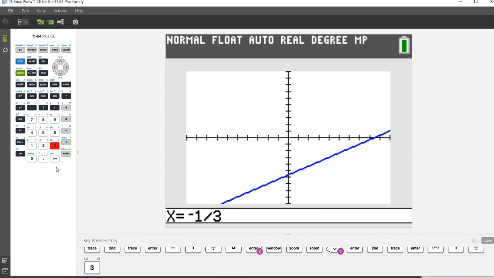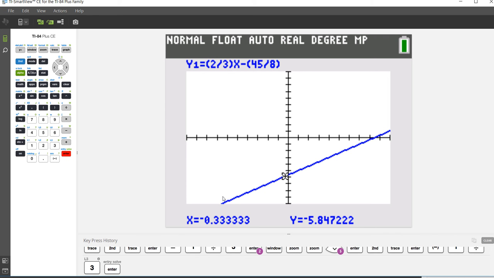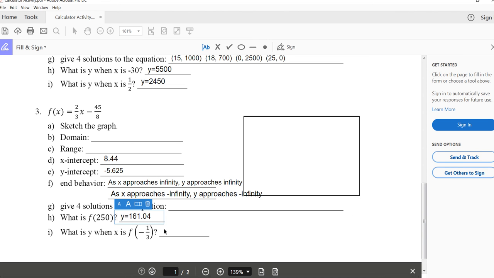That's a good lesson there. Make sure you're using that negative button instead of the minus button. You will get an error if you use the minus button. I was using my keyboard. So when x is negative 1/3, y is negative 5.85 when we round it. 5.85 right there. Okay.